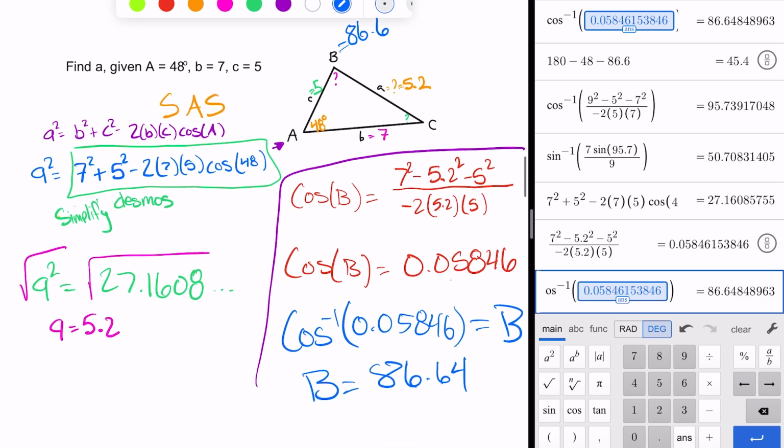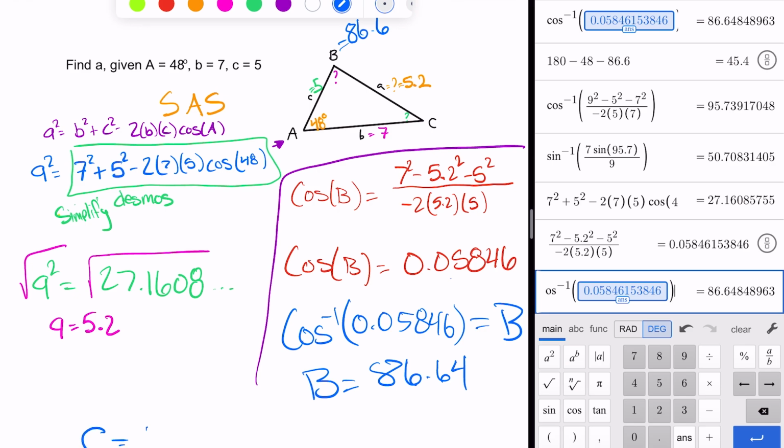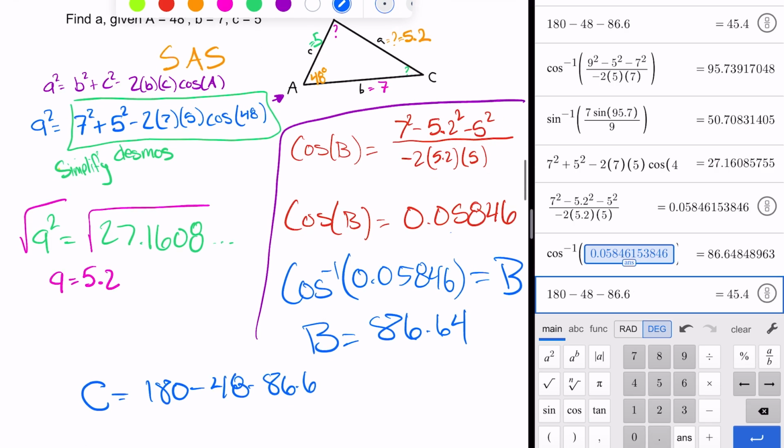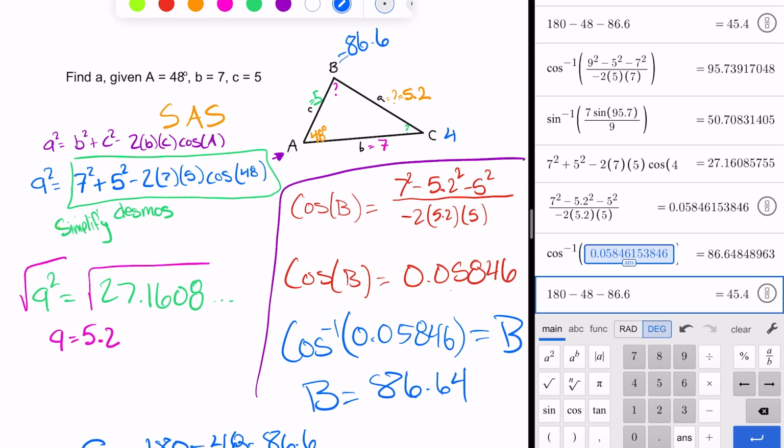So B equals 86.6. And lastly, to find C, C is going to equal 180 minus our two angles. So we've got 180 minus 48 minus 86.6. Click enter, and don't forget your decimal places. That's going to give me 45.4. And so that gives me the 3 answers that I needed, everything here on the right hand side.